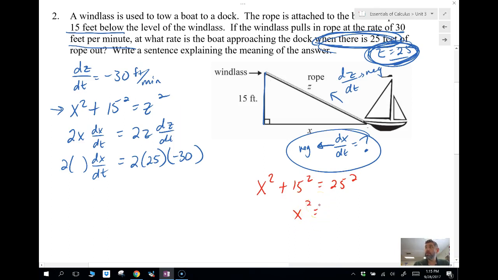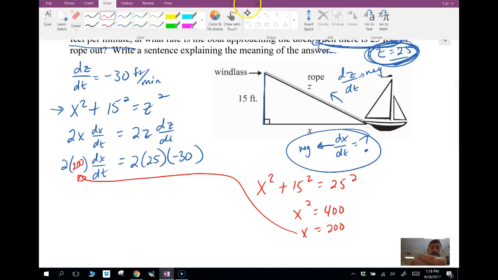x squared equals 400, so x is equal to 20. Not plus or minus, right? Because I don't need a negative. This is distance and stuff. So I'm going to take this guy, plug it in right here, and now I'm going to solve for dx/dt.